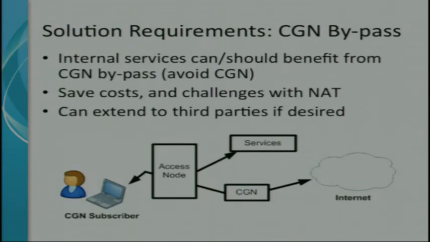The other thing that we looked at from a solution requirement was, how do you do CGN bypass? Because you have a lot of services within your network that you may not want to translate before you get to your own service, at least. You have an opportunity to avoid that problem. We want to save costs. We don't want to buy translation services for things we don't have to buy it for. So how do we get a bypass technique working? That was one of the mandates from a solution that we needed to look at.